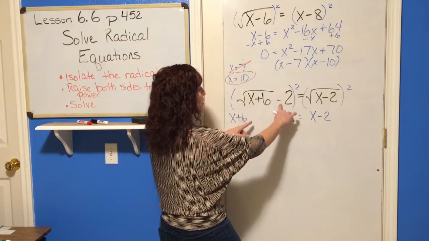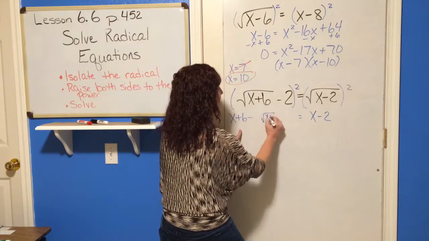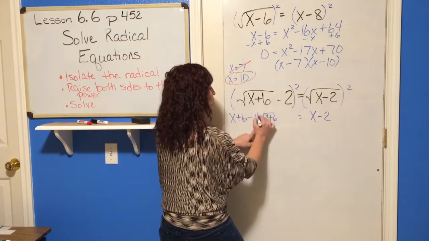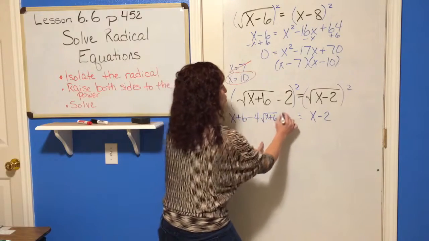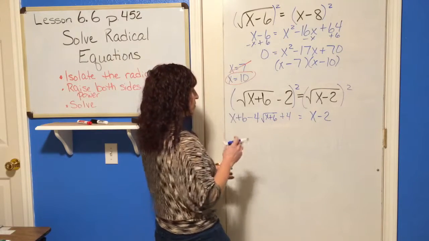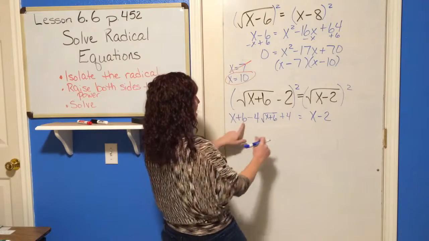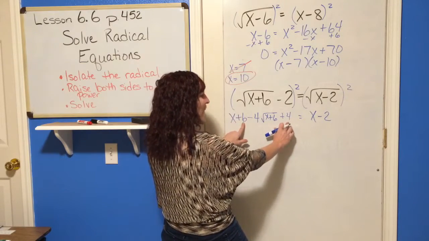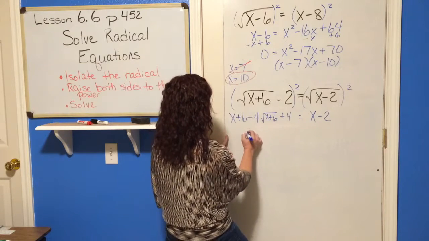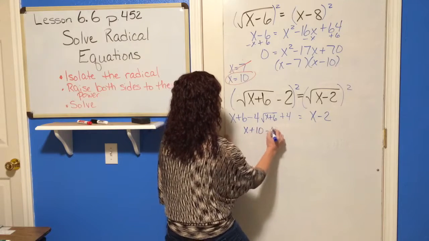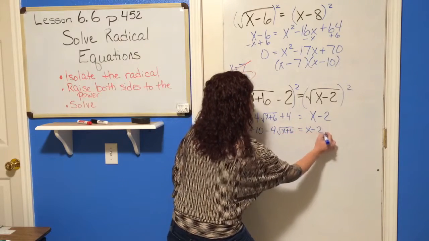So negative 2 times the square root of x plus 6 times 2. So 2 times 2 is 4. Okay? And then the last term squared is plus 4. All right. So now you're going to combine all the like terms that you can. 6 plus 4 is 10. So x plus 10 minus 4 times the square root of x plus 6 equals x minus 2.